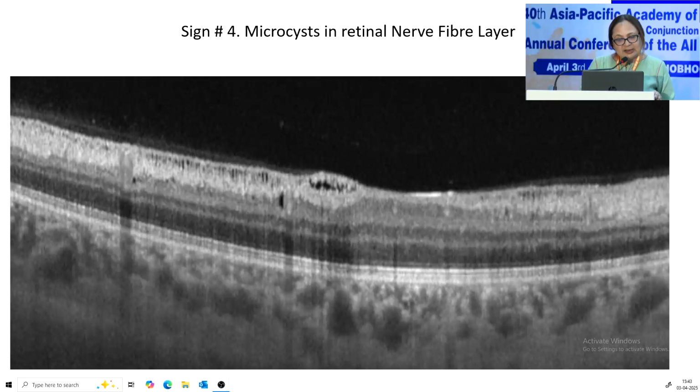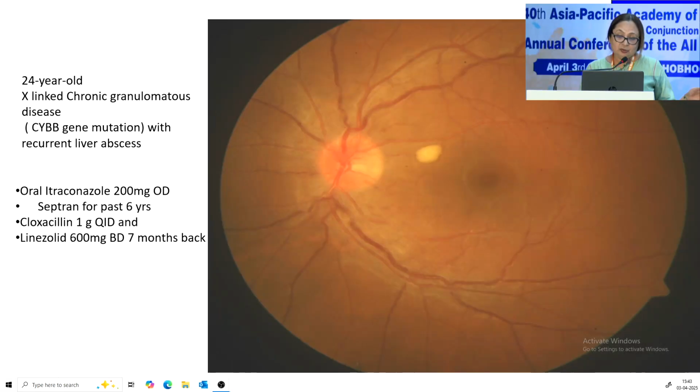The fourth sign is if you are seeing microcysts which are in the nerve fiber layer, this is not macular edema. Macular edema is in the outer plexiform layer. Now, this patient actually was referred as macular edema, but you see, it's the nerve fiber layer which is thickened, and there are microcysts in the nerve fiber. So, if we go back to the patient, he was a case of a 24-year-old X-linked chronic granulomatous disease, which is supposed to have recurrent liver abscesses, and the patient was on a lot of therapy for systemic diseases, itraconazole, Septran, Clox, and linezolid, and he developed this lesion.